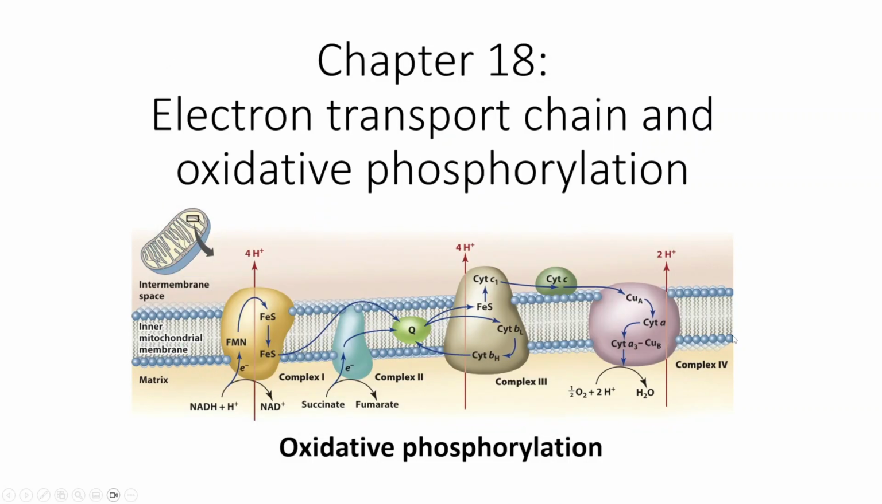All right, welcome to the second lecture from Chapter 18. So in Chapter 18, in the first part, we discussed the electron transport chain, and in the second part, we will discuss the process of oxidative phosphorylation.